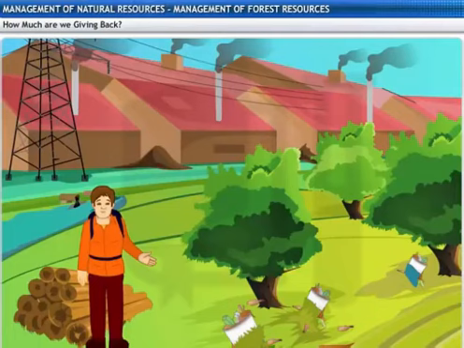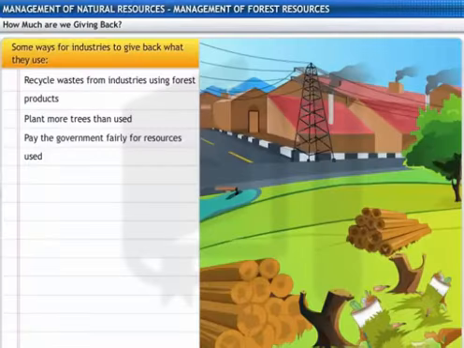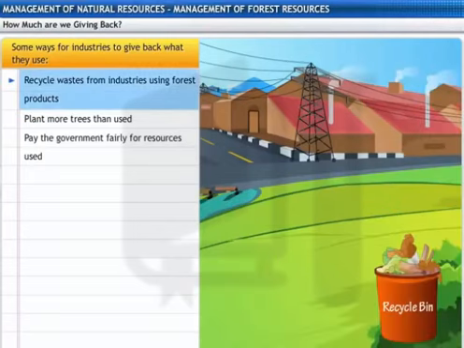What's the alternative? After all, these industries that use the forests are important. We don't have to stop using forest resources, but we do need to make sure that we're giving back what we're taking away from the forests. Industries releasing hazardous waste must have a plan for the disposal of wastes. Pollutants should be minimized and wastes must be recycled.